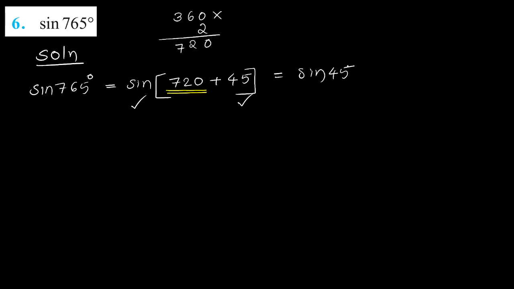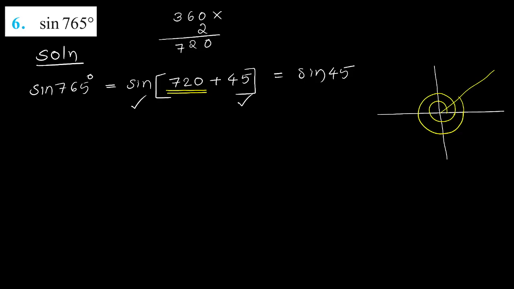But you have to understand the quadrants. In which quadrant does 720 plus 45 lie? Let us check it. 720 means 2 revolutions, 2 times 360. If you rotate twice, it corresponds to 720 degree. But 720 plus extra 45: 2 revolutions finished plus an extra 45 degree. So 720 plus 45 lies in which quadrant? First quadrant. All of you clear?